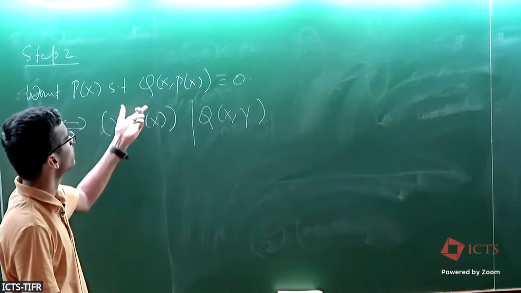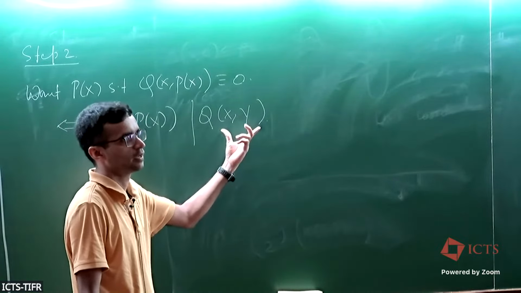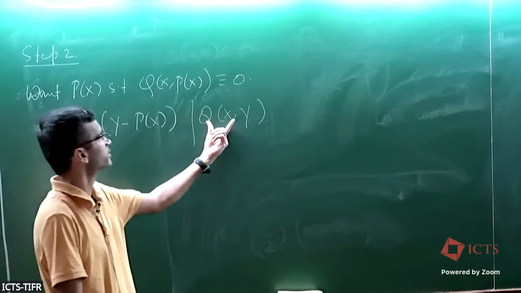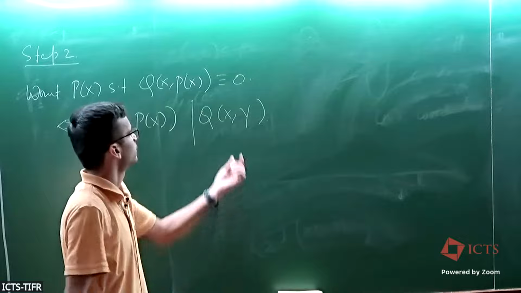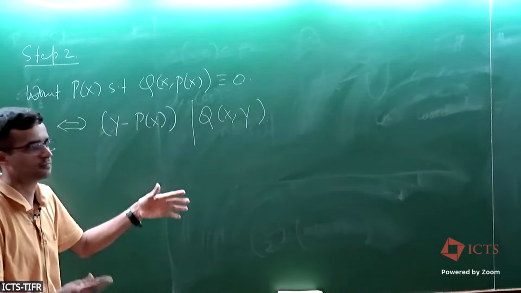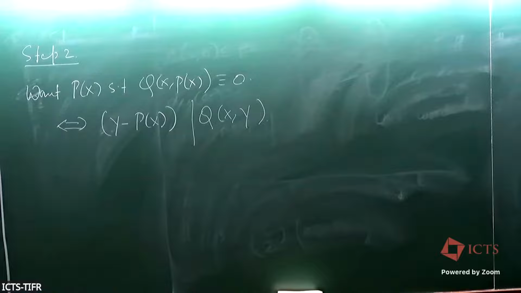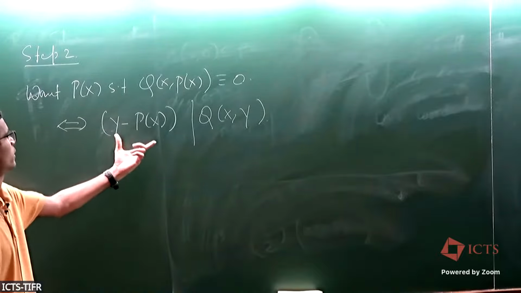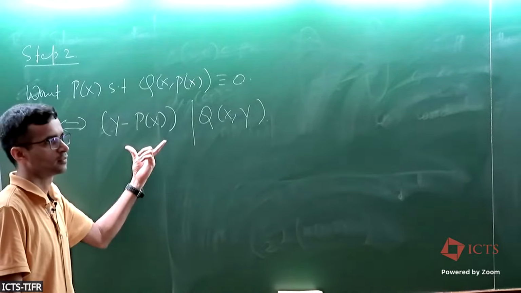But the way to think about this is that you should think of Q of x,y as a univariate polynomial in the variable y, with coefficients coming from some field that contains the variable x. And then this is exactly the remainder theorem or the factor theorem from school. So any polynomial P of x that has to satisfy Q of x comma P of x being identically 0 must actually come from factors of Q of x,y of the form y minus P of x.